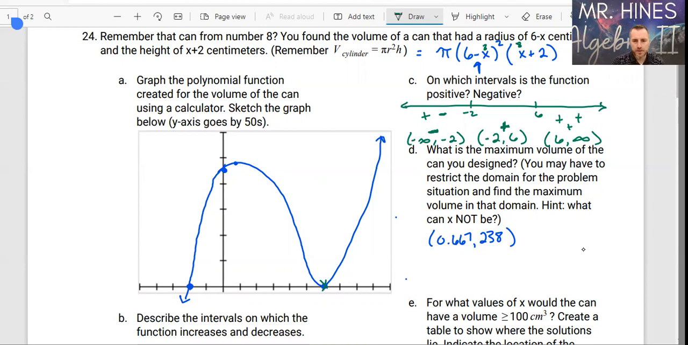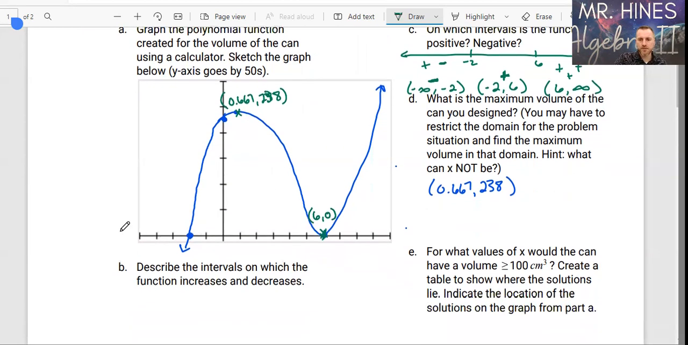We also want to know on what intervals this function increases and decreases. So we have to know our minimums and maximums in order to be able to tell where this stops increasing and starts decreasing. The definition of a maximum is a point where a function stops increasing, starts decreasing, and a minimum is just the opposite.